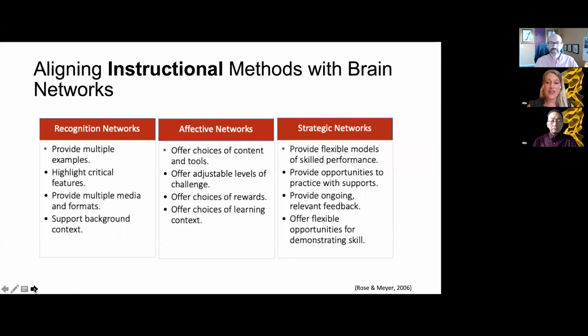Another approach within this to appeal to this network is to offer adjustable levels of challenge. So for example, if one of my students has more experience with the content area than another, I may provide that student some additional challenge to the assignment while keeping the other one. Still, everyone's meeting the same high standard, but one student has a more sophisticated approach than another who's more of a novice.